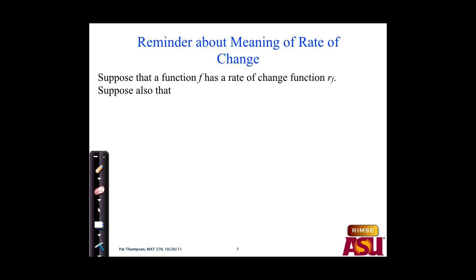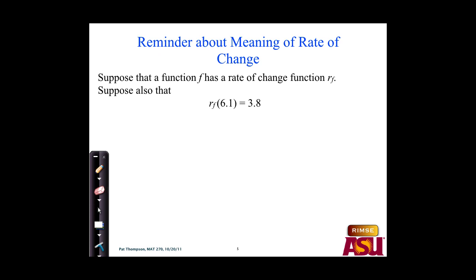I already talked about that. So supposing that a function f has a rate of change function r sub f, I wanted to go through a generalization of how this works or why it works the way it does. Not exactly a proof per se with x's plus h's and stuff, but just an explanation of why we need those things. So, just to review what rates of change mean, don't forget what they mean.